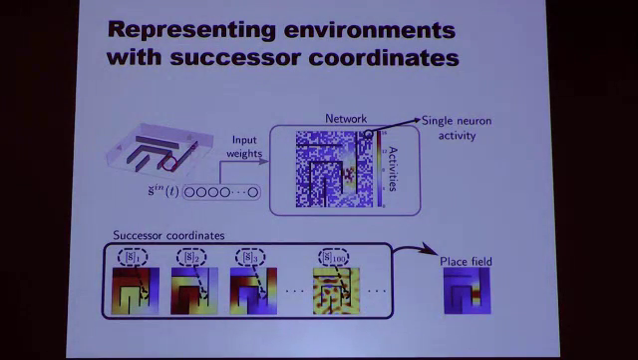And when we define the input to this circuit in terms of the successor coordinates and also the input weights in terms of these successor coordinates, what this gives us is a resulting place field that in this case respects the specific topology of the environment as we see in experiments. So for instance here it respects the walls within this maze.